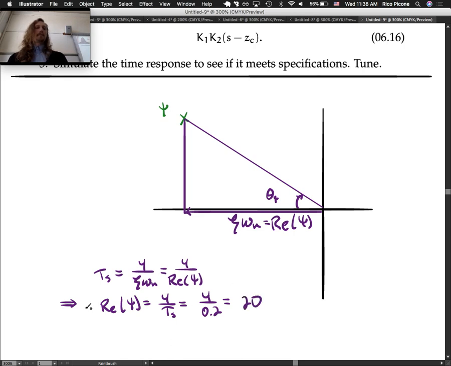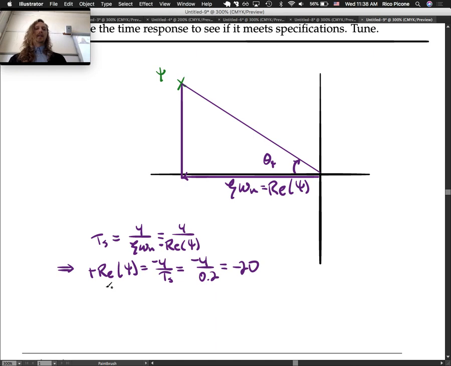20, yeah. And actually, I should have put a negative sign here. It's the negative real part of psi. It's 20, therefore, so psi's real part should be at negative 20. So psi is equal to negative 20 plus j, whatever its imaginary part is. Now we've got to find out what this imaginary part of psi is, and we've got to figure out what the angle is in order to do that.